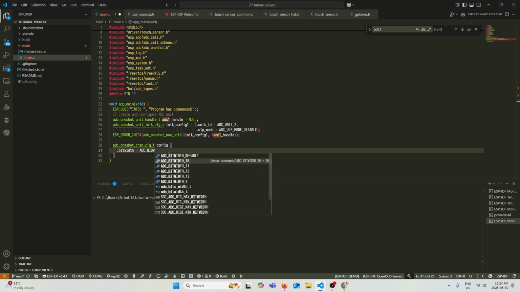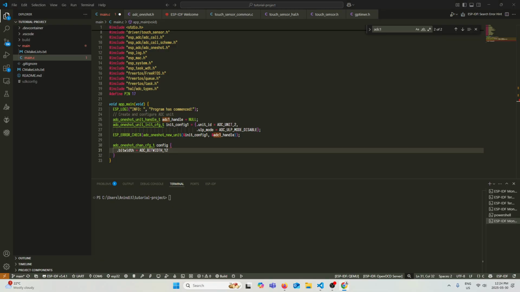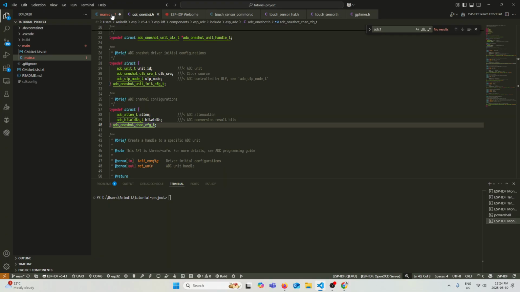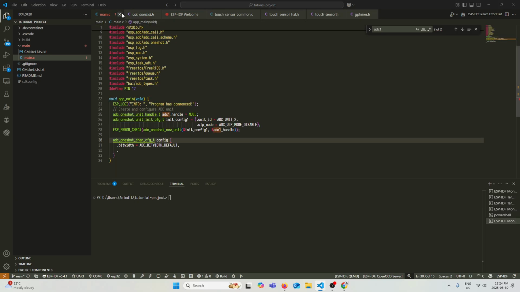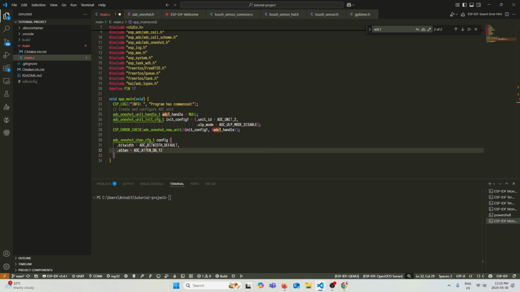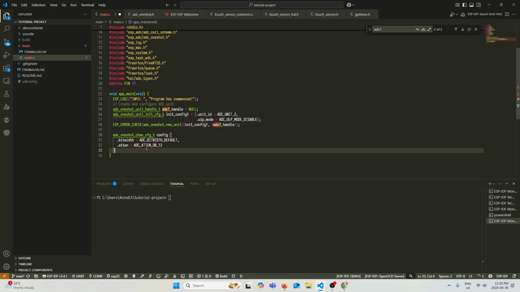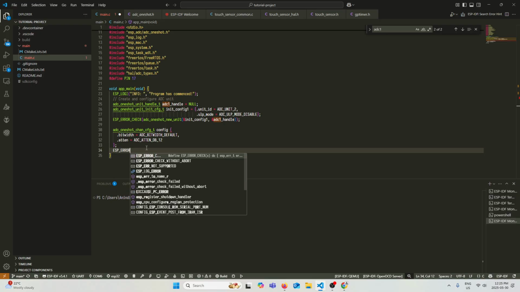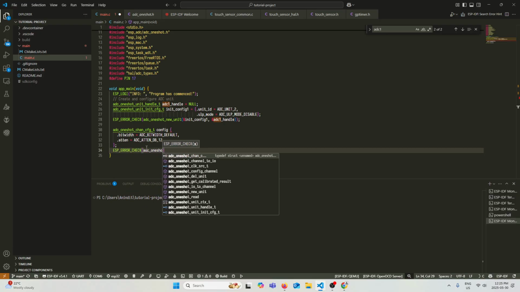So we can either do bit width 12, right? Remember, this is the resolution. Or we could do ADC bit width default, which is the same thing as 12. Okay, and then what's the other one? The attenuation, right? The attenuation. Sure. Atten equals ADC_ATTEN_DB_12. So this is the maximum attenuation we want. Okay, that's proper. Bit width should also be 12 bits. ADC one shot.